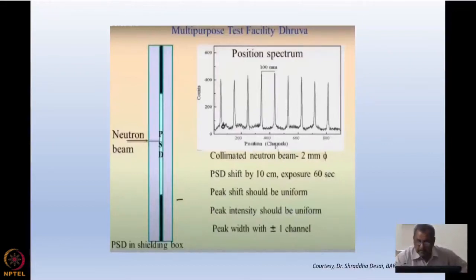Generally we move the detector across the beam in a shielding box. You can see as the position is changing, the source beam counts change as a function of channel, and are almost the same everywhere. So if we move by 10 centimeters and check, this is how a position sensitive detector is calibrated and also tested. For 1 minute all these were collected, and the peak width is plus minus one channel. It looks like this. So this position sensitive detector can now go for use in a spectrometer. This is how, in our test facility, we test the neutron detector for its position sensitivity.